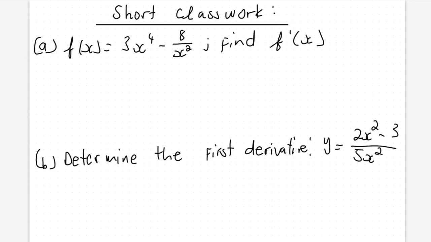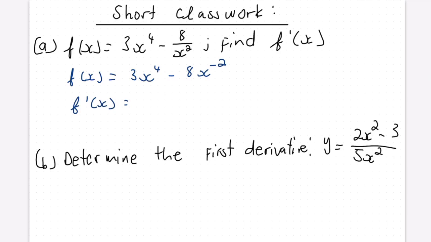Here in A, we're given that f of x is equal to 3x to the power 4 minus 8 over x squared. Now, I'm just going to fix this by moving the x squared up to the numerator. So f of x here is equal to 3x to the 4 minus 8x to the negative 2. Okay, I'm allowed to move variables up or down the division line as long as I change the sign of their exponents.